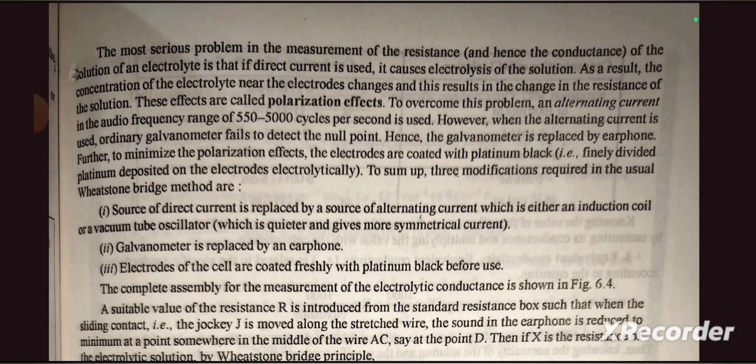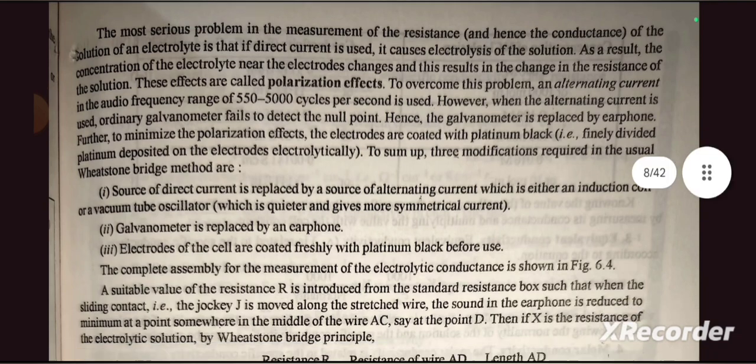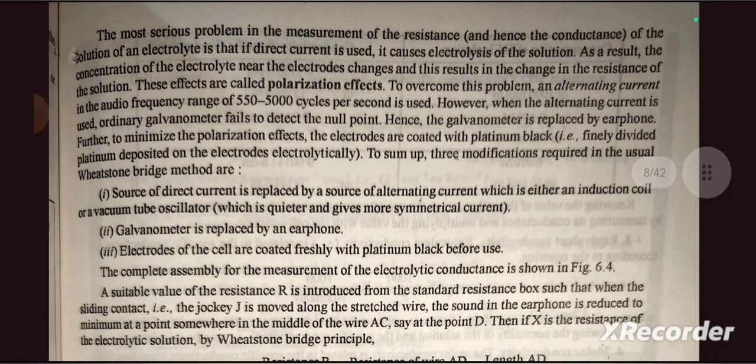The most serious problem in the measurement of resistance, and hence the conductance, of the solution of an electrolyte is that if direct current is used, it causes electrolysis of the solution. As a result, the concentration of the electrolyte near the electrodes changes, with the result that the resistance of the solution changes. This effect is called the polarization effect.